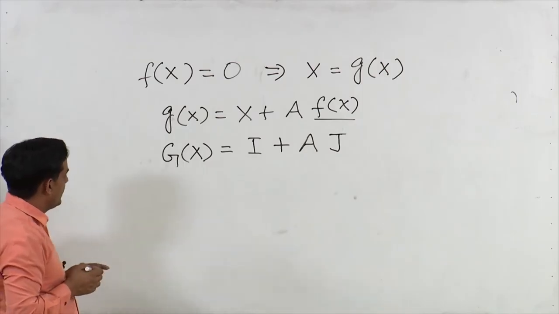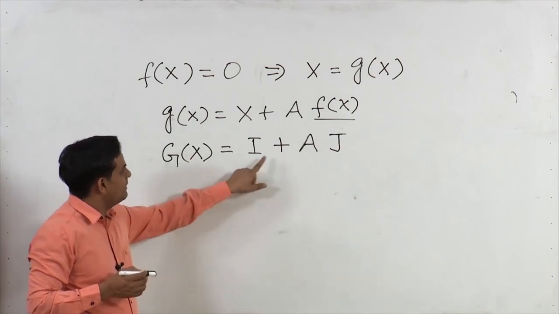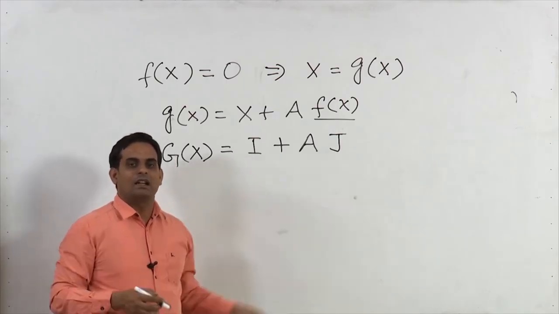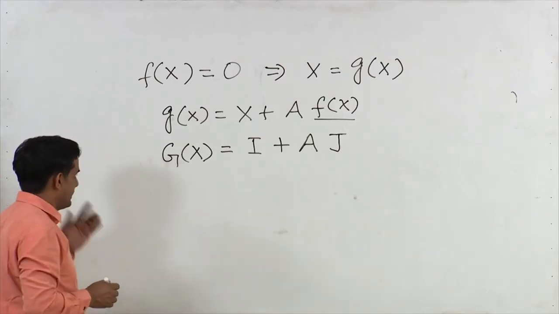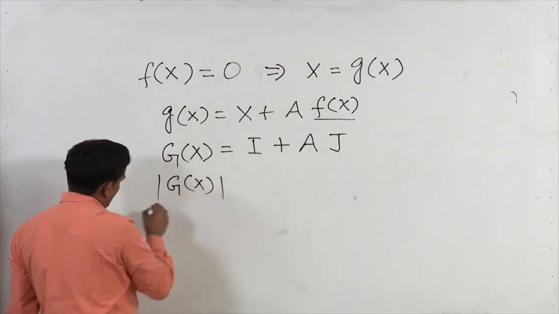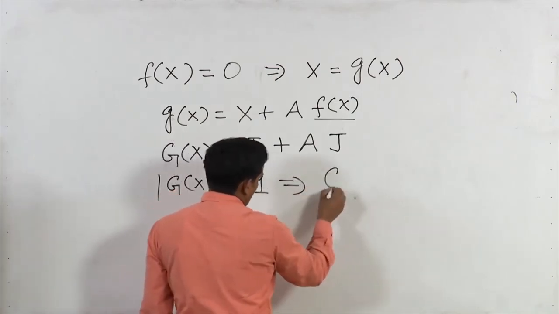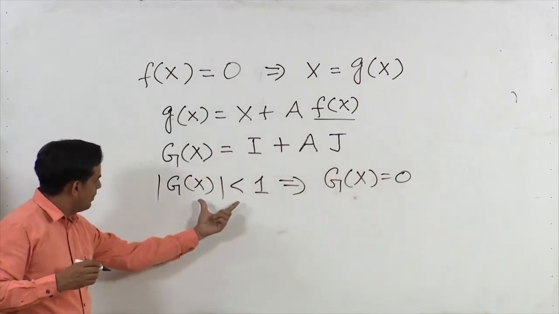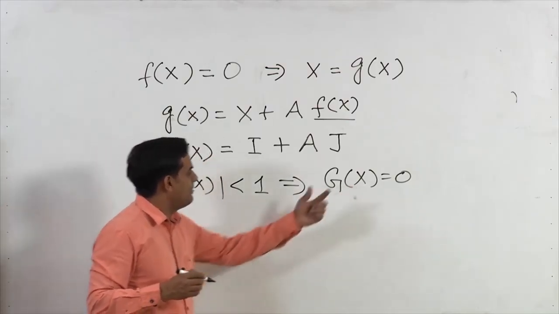So, my capital G of x equals I plus A times the Jacobian, that is the matrix containing the partial derivatives of different f with respect to different x. Now, for the convergence, the norm of G of x should be less than 1. If I take G of x equals 0, which is the minimum possible value of the absolute value of G, I will get the rapid convergence, or the best convergence.